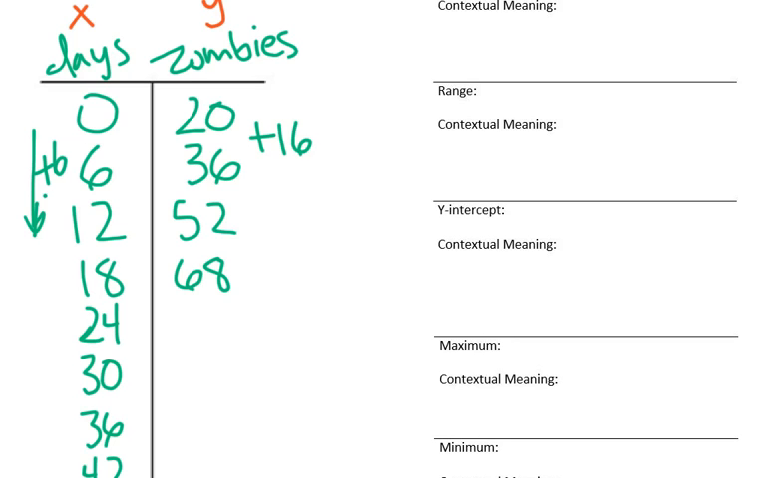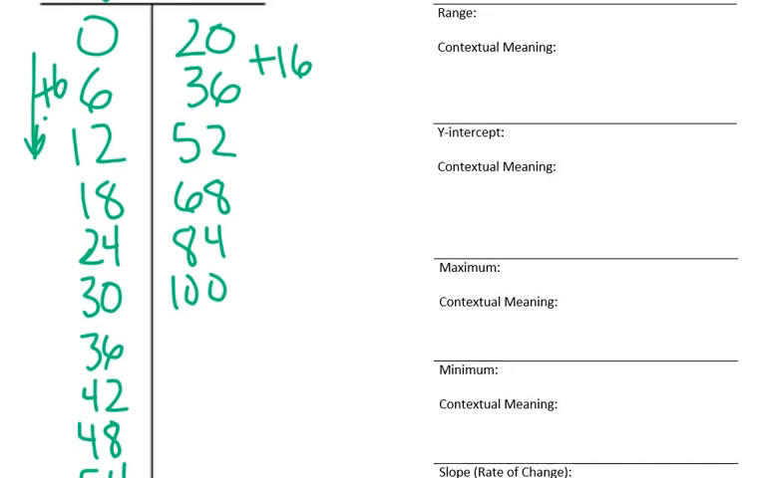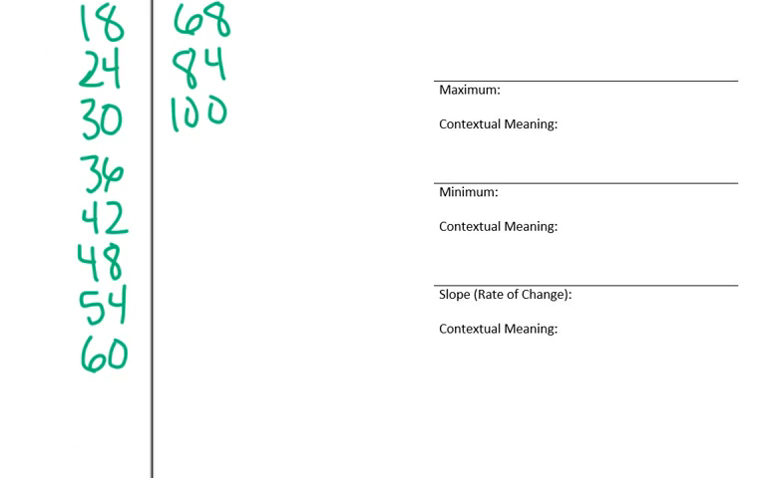Alright, so I go 20 plus 16 plus 16, so 36, 52, 68, 84, 100, 116, 132, 148, 164, and 180.